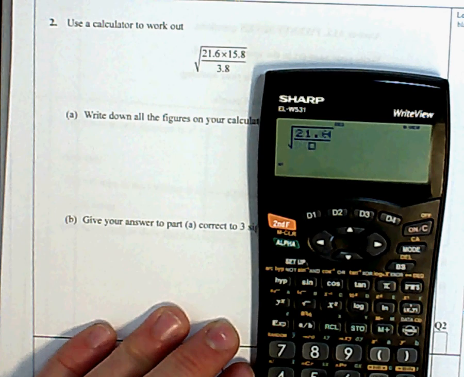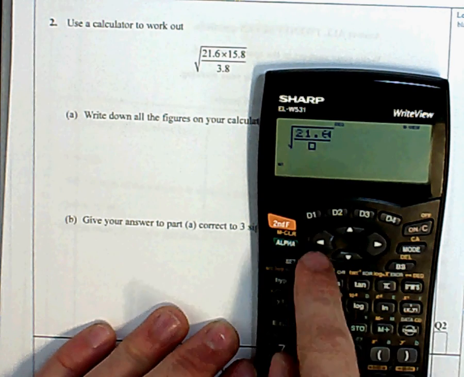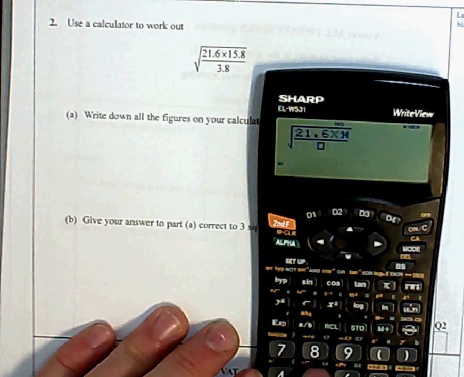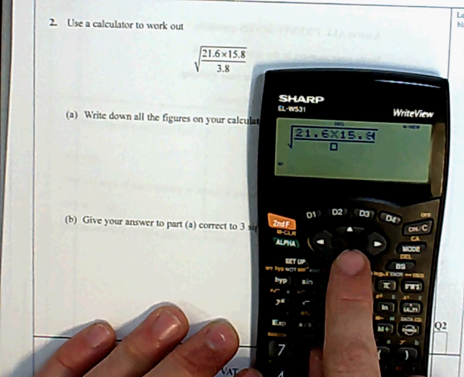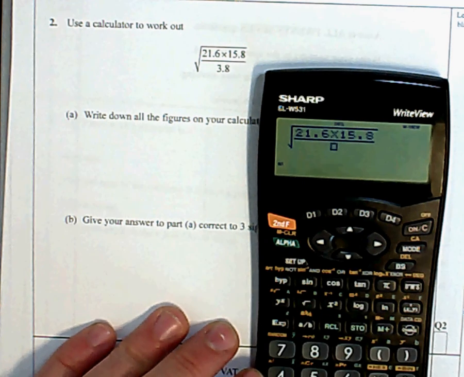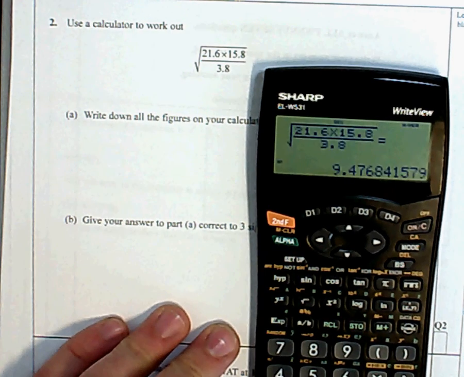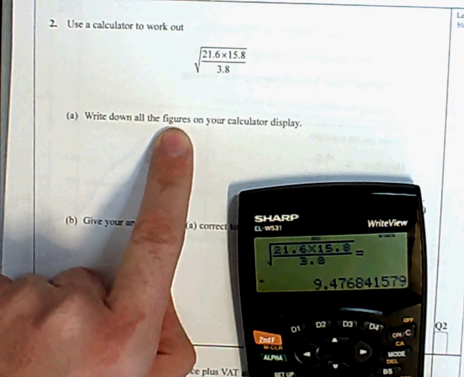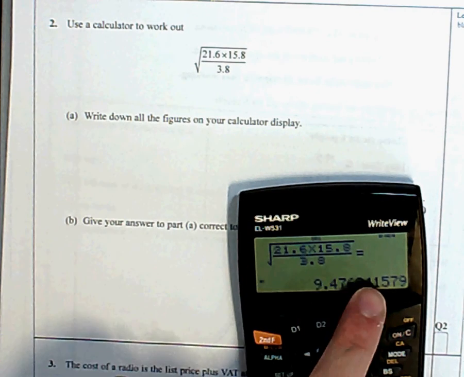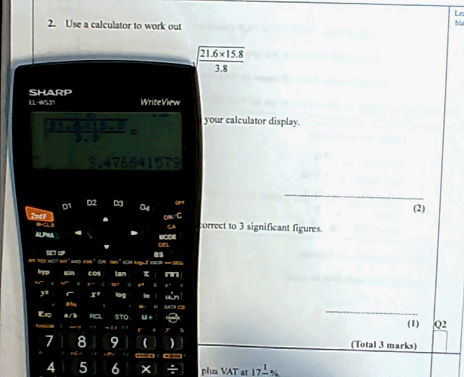So 21.6 times 15.8. You can use the buttons to navigate. So I pressed down, and, by the way, down. Type in that, and it's asking you to write down all the figures. So guess what? You write down all the figures. It's not rocket science, but you've got to do as you're told.